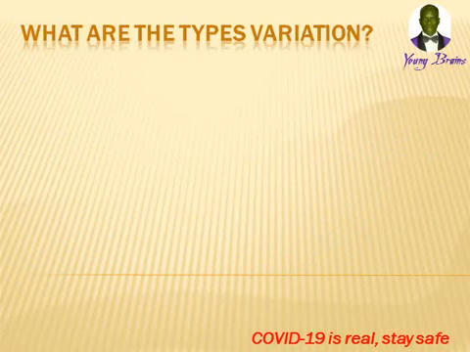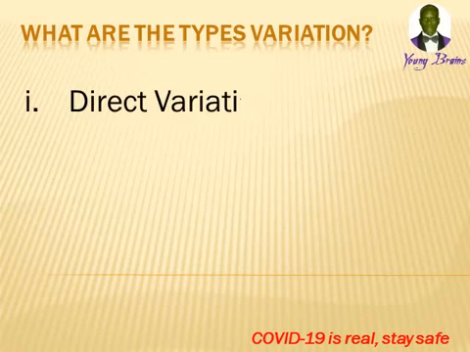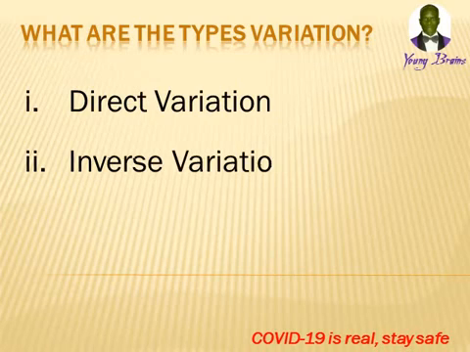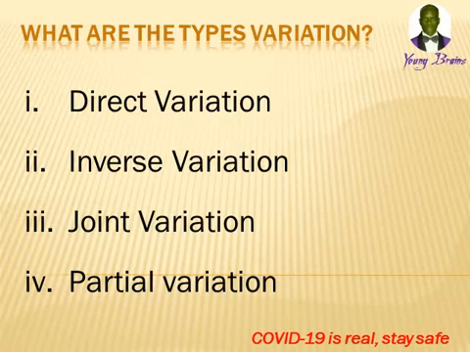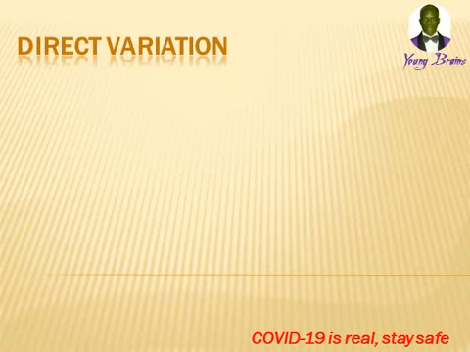What are the types of variation? We have 4 different types of variation. 1. Direct variation. 2. Inverse variation. 3. Joint variation. And 4. Partial variation. Now we want to consider the first type of variation, which is the direct variation.